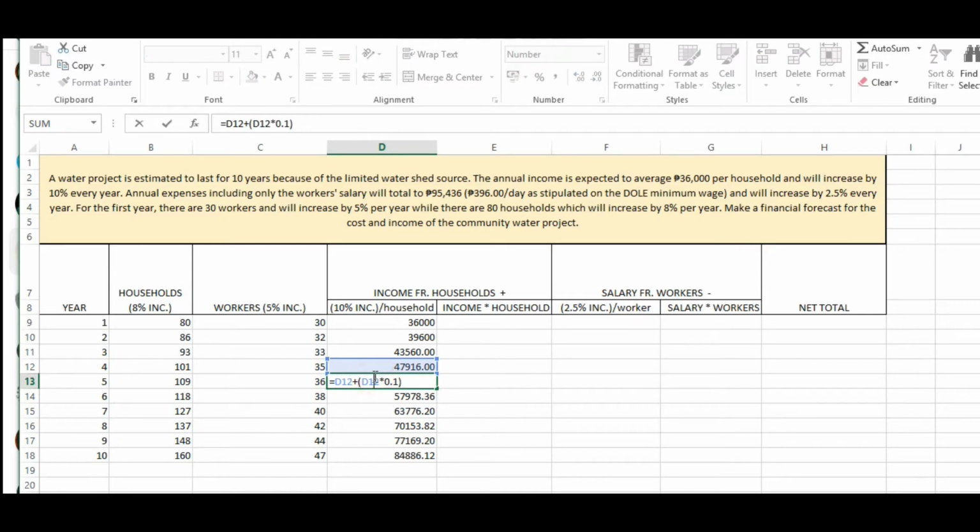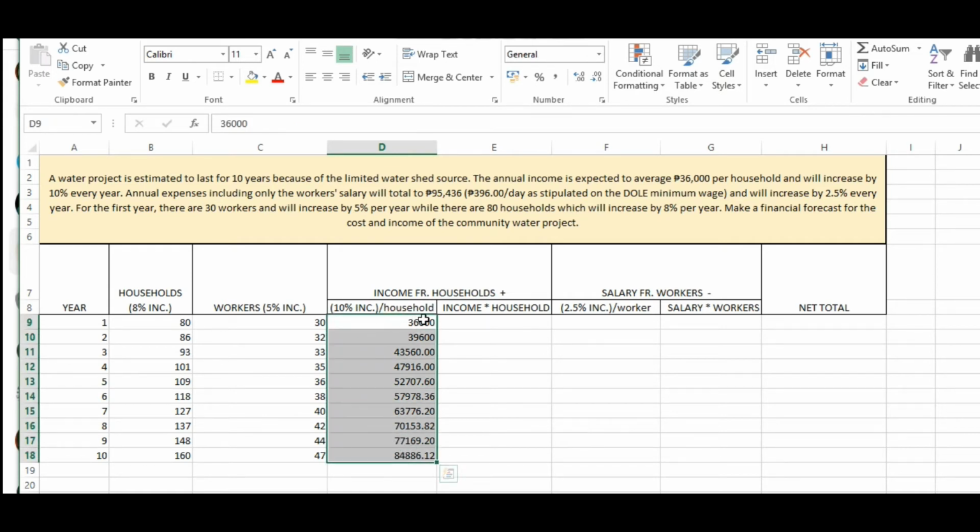Yan ang formula niya. It's B12 is referring to this cell. Ayan. So, ang formula dito na cell is that the 47,916 increased by year 5, which means 47,916 plus its 10% is equal to 52,707.60. So that one. All this one are the increase every year per household.